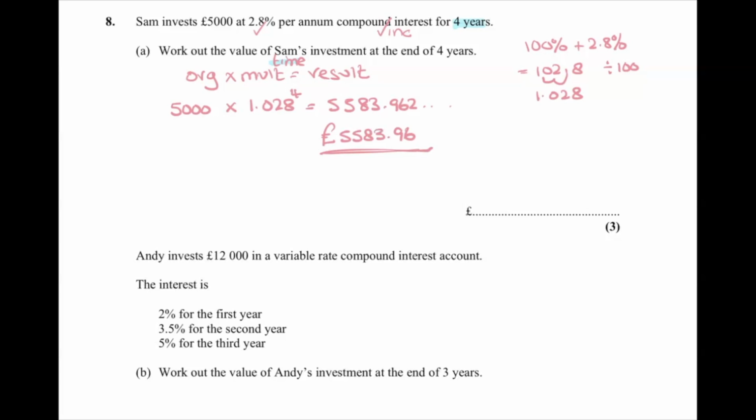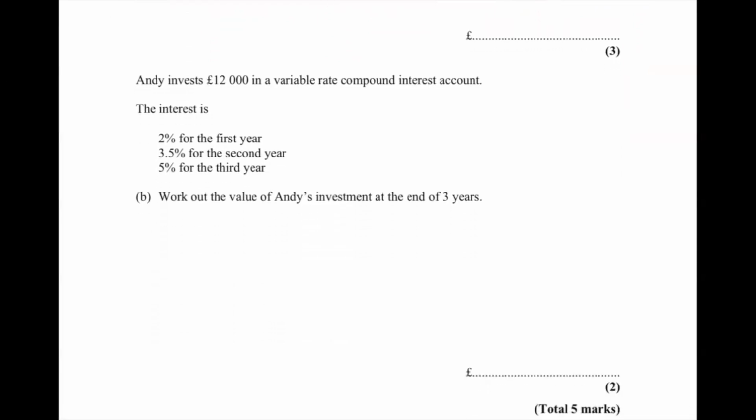Okay, Andy invests 12,000 in a variable rate compound interest account. He's getting 2% for the first year, 3.5% for the second, and 5% for the third. And we've got to work out his amount after 3 years. Now, we have to be careful here. It's really tempting to just add all of these up and work on it as a whole, but you mustn't do that with percentages. We are literally going to have to do each individual year, step by step.